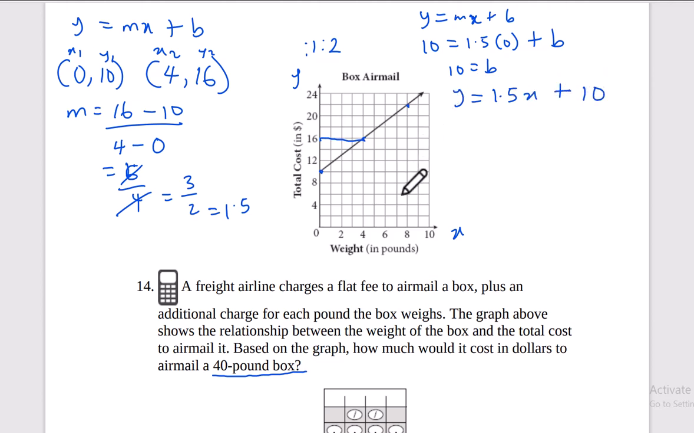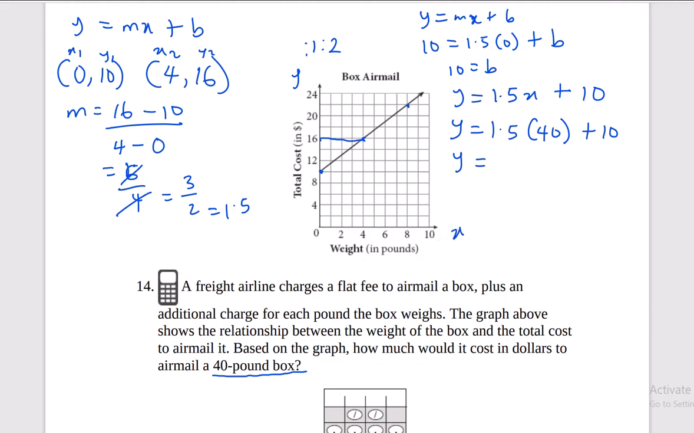Now we've gotten the equation. The question is asking, based on the graph, how much would it cost in dollars to mail a 40 pound box? So 40 pounds of box means x, the pounds of box. So let's put in 40 here. y equals 1.5 times 40 plus 10. Hope this is making sense to you. This is actually simple. Just pay attention and try to think about it. So y is equal to 1.5 times 40.